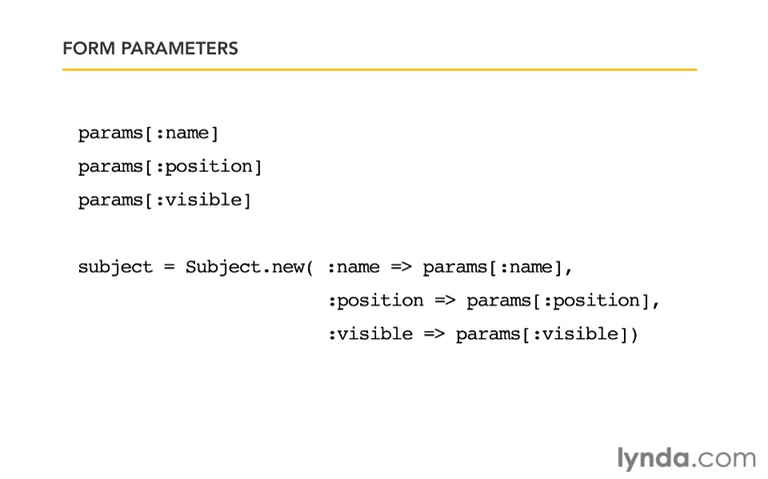But there's a lot of improvements that we can make. The first improvement is that it's very tedious for us to go through and build this hash by grabbing each one of the parameters by name. Imagine if we had 40 of these. Well, there's a better way to do it, and it's part of HTML, not Rails.